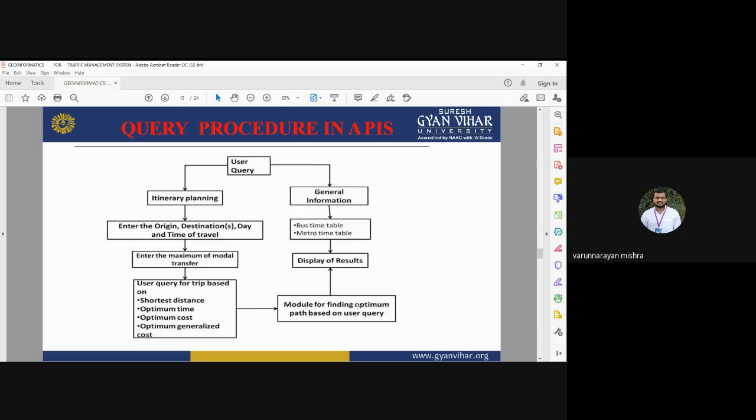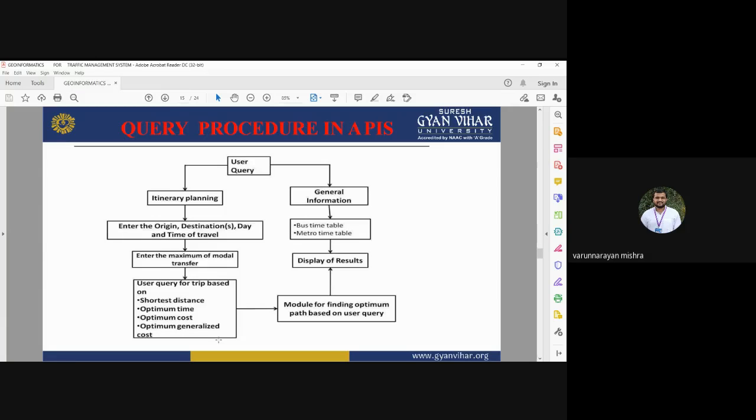Okay, and after that they can enter the maximum number of modal transfers. And when they need only general information about the bus timing, the timing of the metro, or the timing of different public transport, they can use the general information component. So the user query has two components. Itinerary planning means before traveling you can have the information, and general information covers the number of buses, number of bus stops, the timing of the metro, the timing of the buses, and the timing of different transport facilities in that area. All this information is part of the passenger information system.